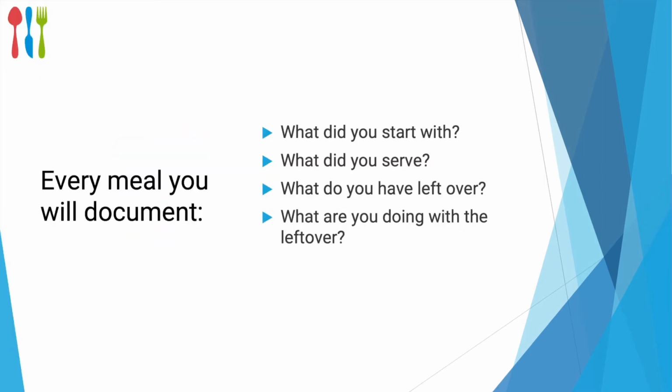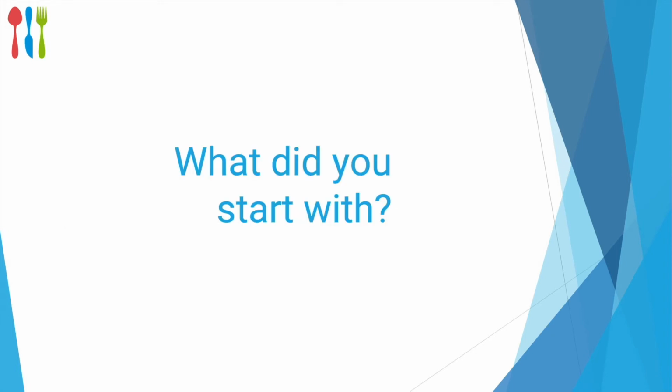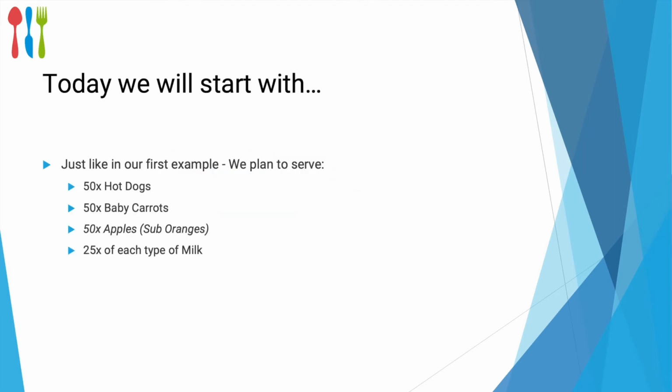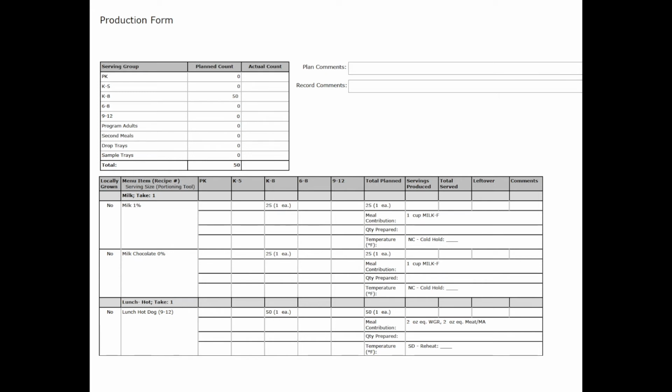Revolution Foods. With Revolution Foods, you will still document the same 4 things. What did you start with? What did you serve? What did you have left over? And what are you going to do with those leftovers? Let's first talk about what did you start with. We will go back to our first example where we started with 50 hot dogs, baby carrots, apples, and 25 of each milk. Here's an example of the actual Revolution Foods paperwork.